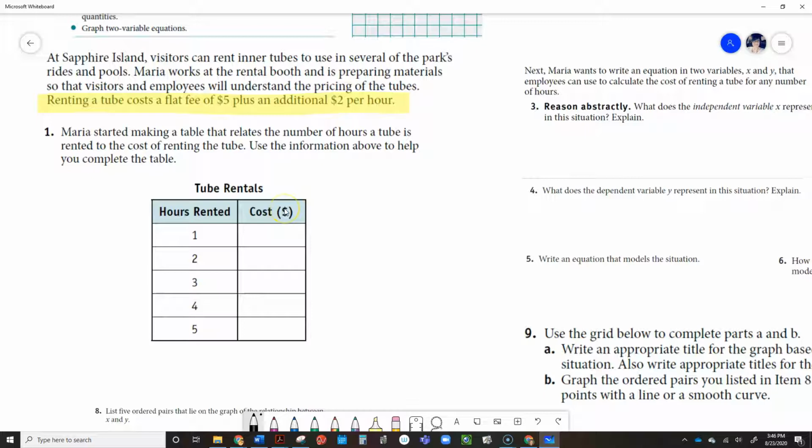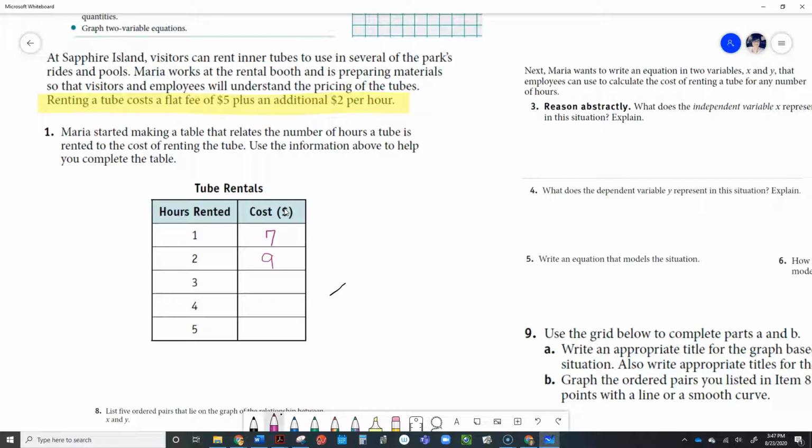So we keep the inner tube for 1 hour, and how much is it going to cost? Well, we have to pay a $5 fee and then $2 for that hour. So 5 plus 2, that means it's going to cost us $7. If we keep the inner tube for 2 hours, we got to pay the $5, and then we're going to have to pay this twice. So 5 plus 4 is 9.